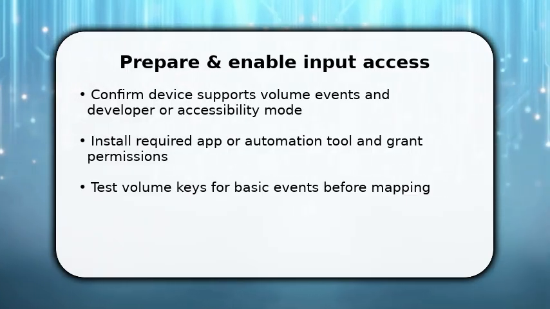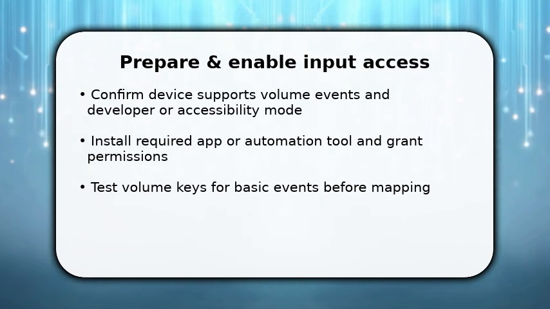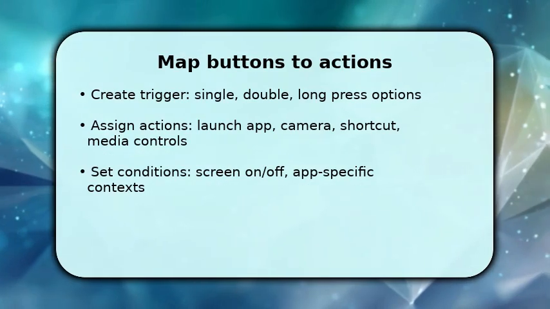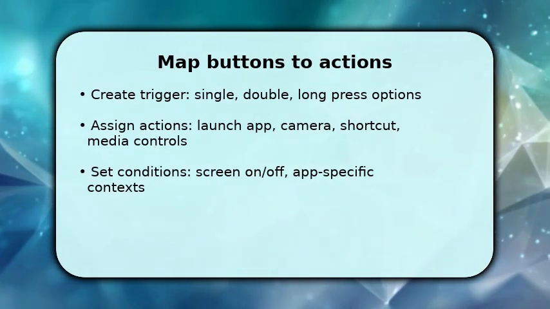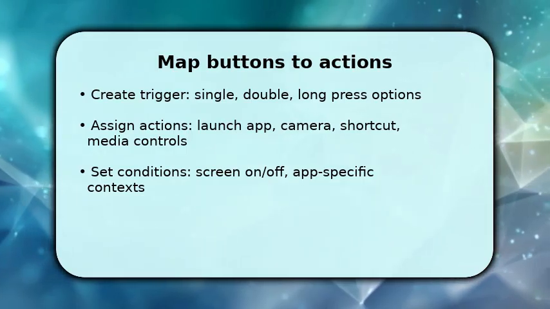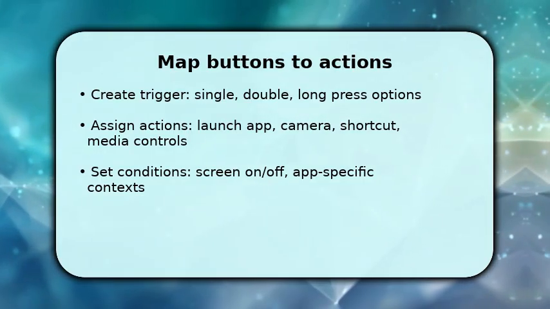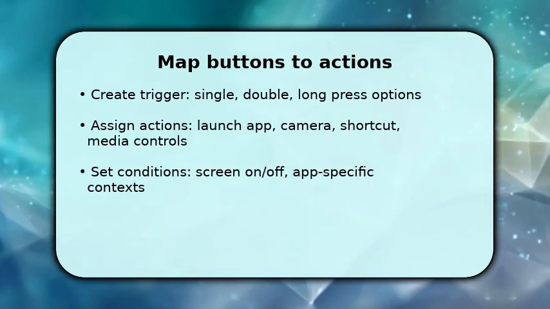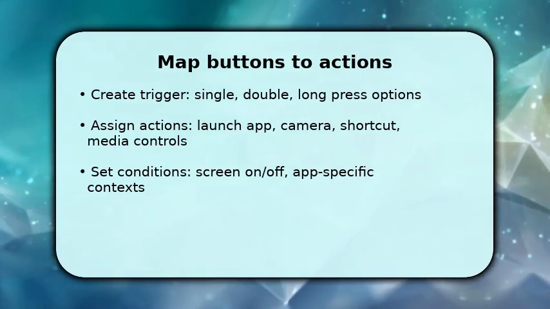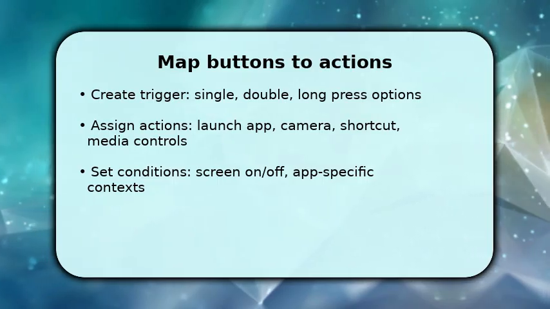You now map specific press patterns to the actions you want. In the automation tool, add a new trigger and choose volume up or down, then pick single, double, or long press. Each yields different reliability and latency. Assign the action. Launch an app, run a shortcut, take a photo, or send a media command.